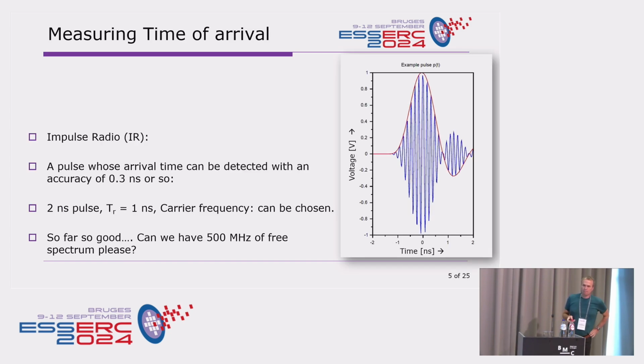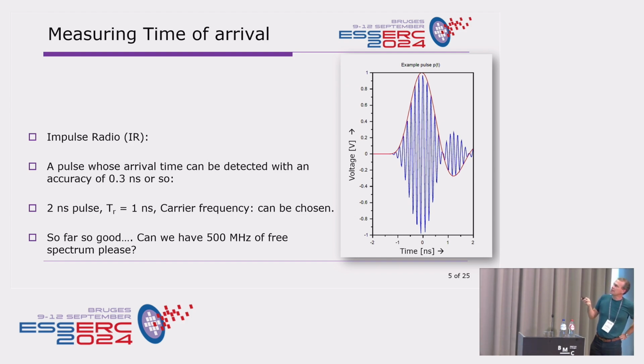So, how do we measure time of arrival? Well, we use something called impulse radio. And impulse radio means we make a very short pulse. And this pulse needs to be short enough, and basically it needs to have a sharp leading edge so that the arrival time of this pulse can be detected with the required accuracy.